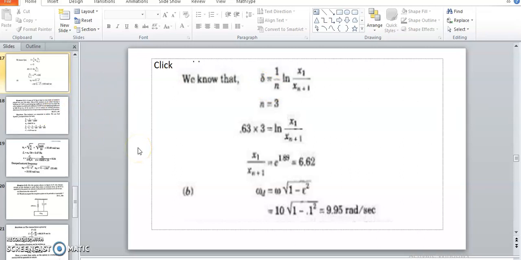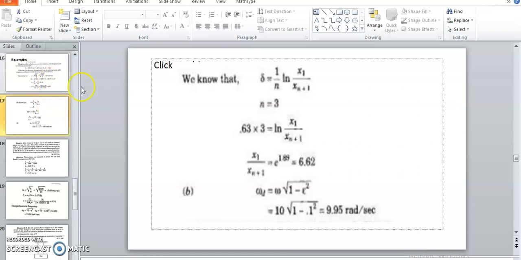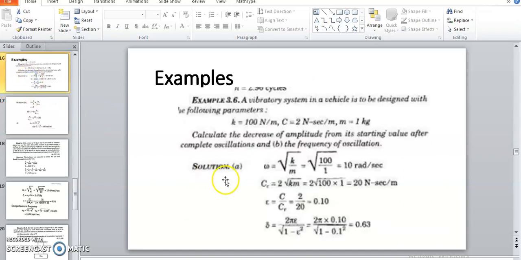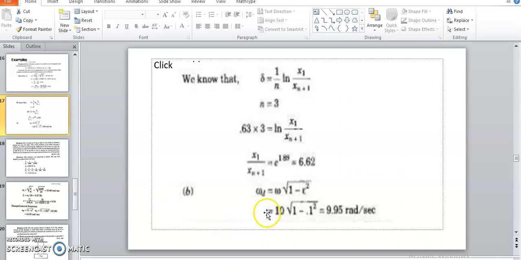Now here we put this value, and we find out this ratio. We find out that the ratio x1 by xn plus 1 is equal to 6.62. So here we first calculate delta and then we move further, and we find out these quantities.